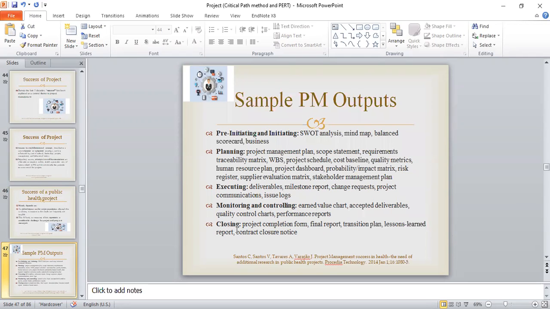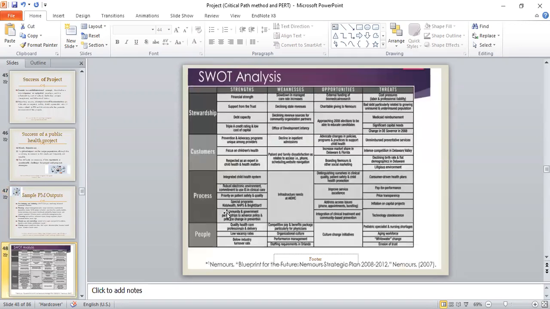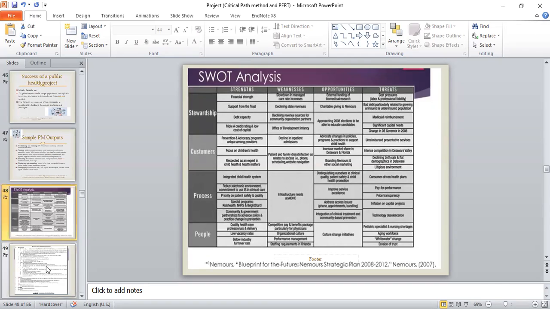And during closing, you can use the project completion form, final report, transition plan, lessons learned report, and contract close notice during project management output. There is a sample SWOT analysis, which is done during the initiation phase. It is a sample SWOT analysis.